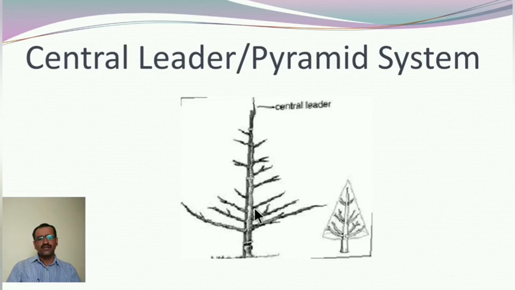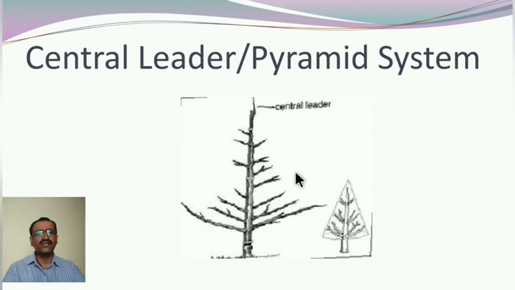In this central leader system, it is difficult to spray, prune, thin and harvest. When we spray from the ground, all the spray lands on the lower branches, not on the upper branches. That is the main drawback of this central leader system. It is difficult to spray, prune, thin and harvest. This system is most suitable for pears. The pear tree is most suited to that system.